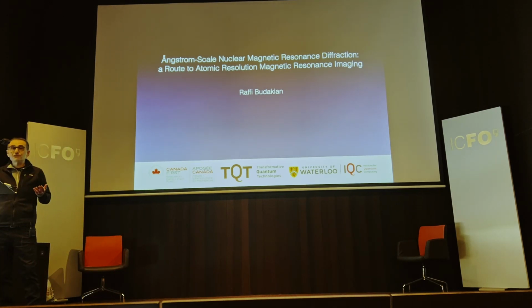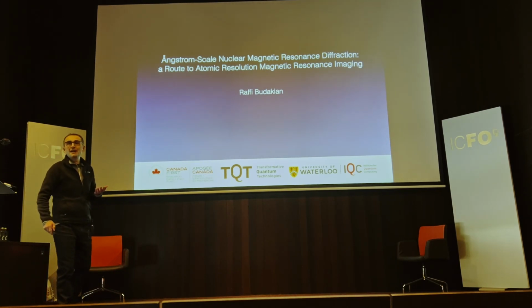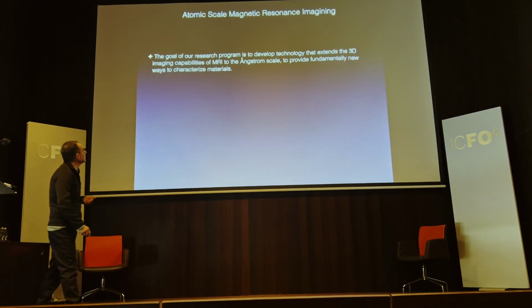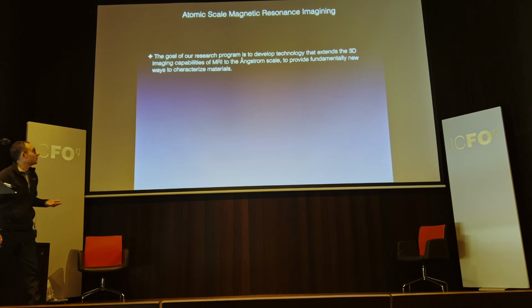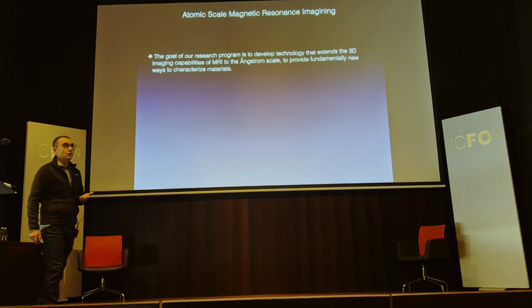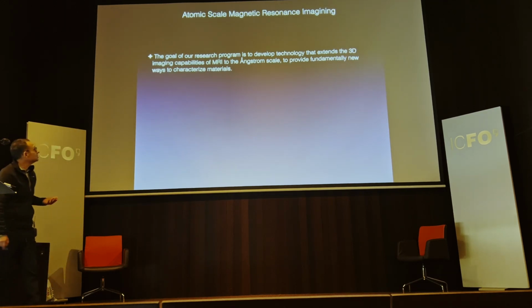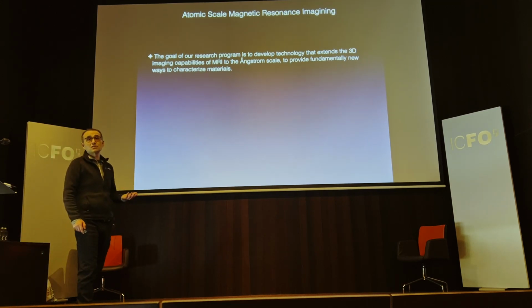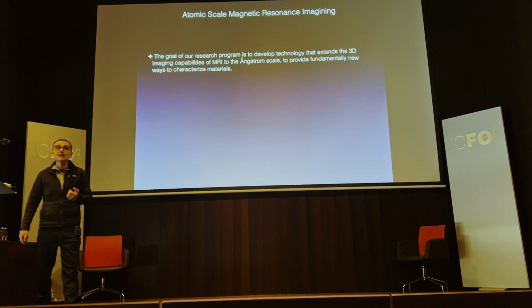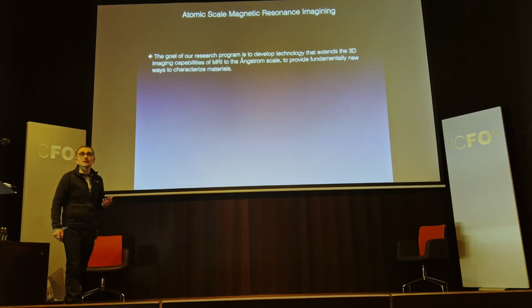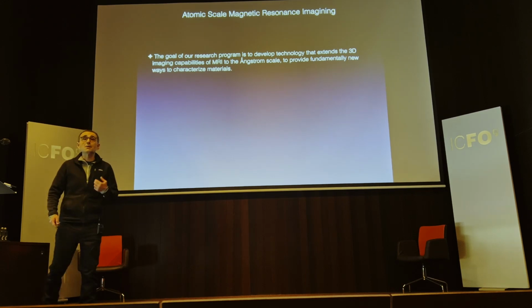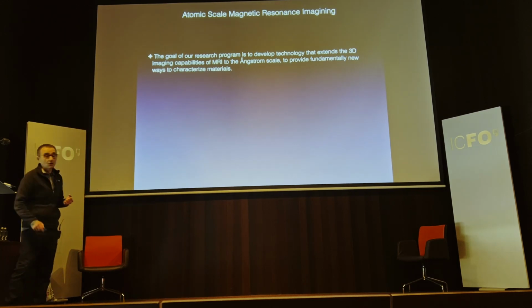So if you're new to NMR, you may not know what it is. So I will get to that in a minute, but let me just tell you what the goals of this research program are. So the goal, like many of you here, is to do three-dimensional magnetic resonance imaging on the angstrom scale, right? And we'd like to do this not with single molecules necessarily. It can be in volumes of, let's say, 50 to 100 nanometers, but we'd like to get to angstrom resolution. So how do we do that?